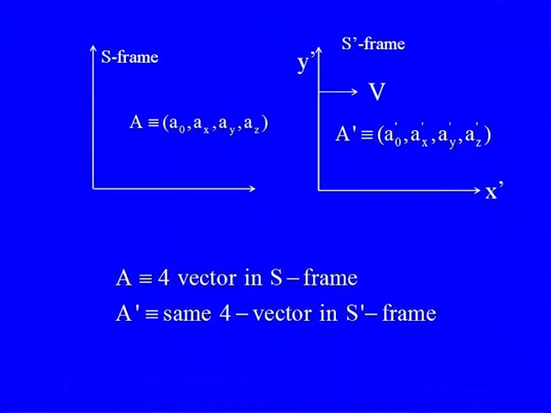To summarize, if A is a four-vector in the S frame, then in the S prime frame the same four-vector will of course have the same norm, but its components will change. The components will change in accordance with the Lorentz transformations. So that's what we have: the components of a four-vector will change.